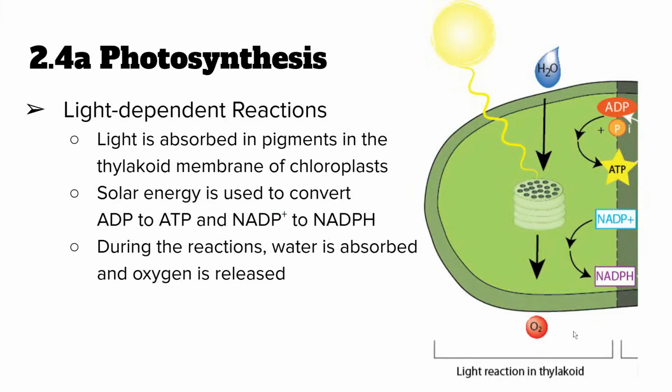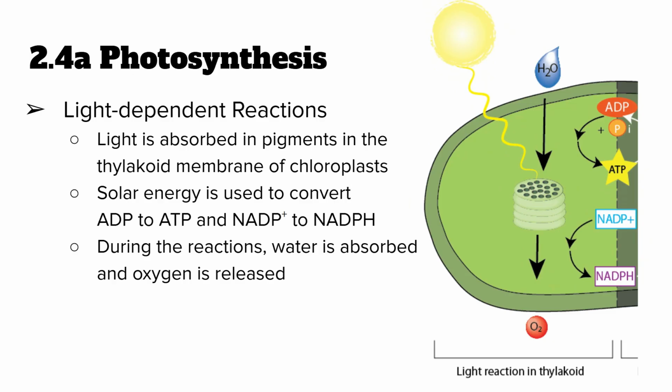On a cellular level, this is what that looks like. The first stage is the light-dependent reactions, where light is absorbed and harnessed through chlorophyll, located in the thylakoid membrane of chloroplasts in plant cells. And they're going to use that energy to convert ADP to ATP, like we just talked about.